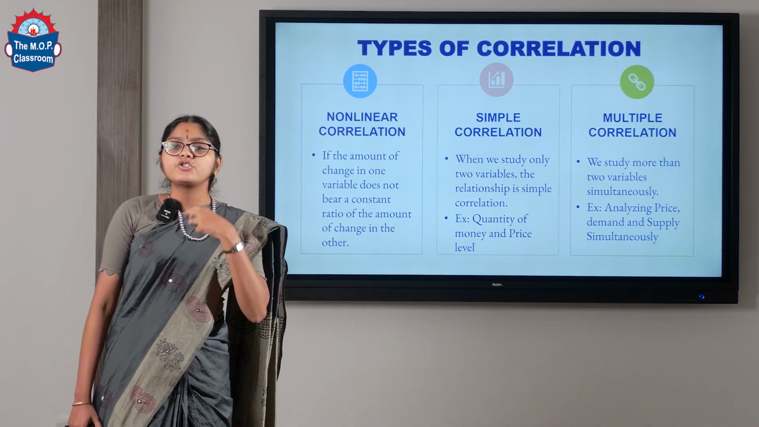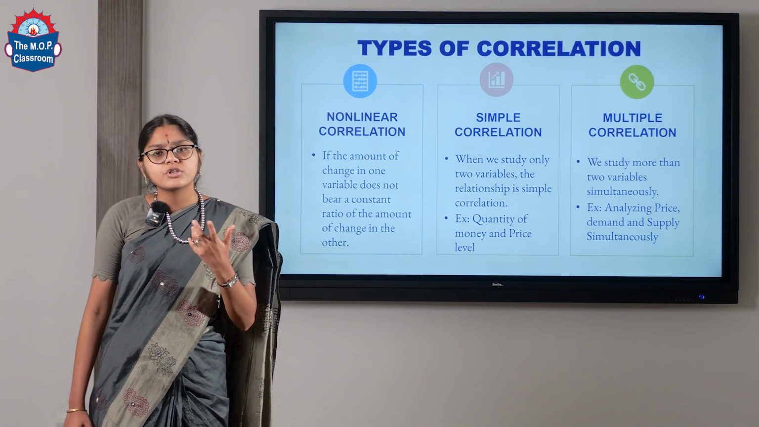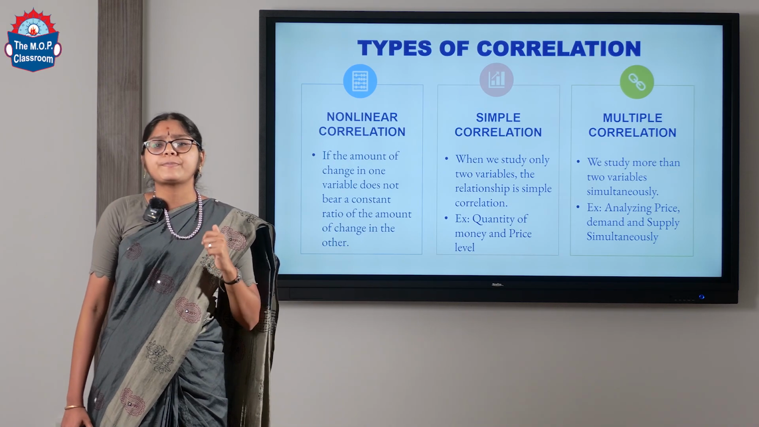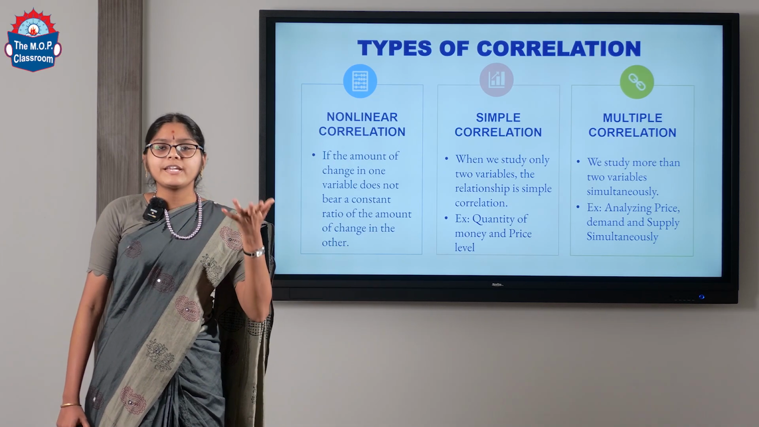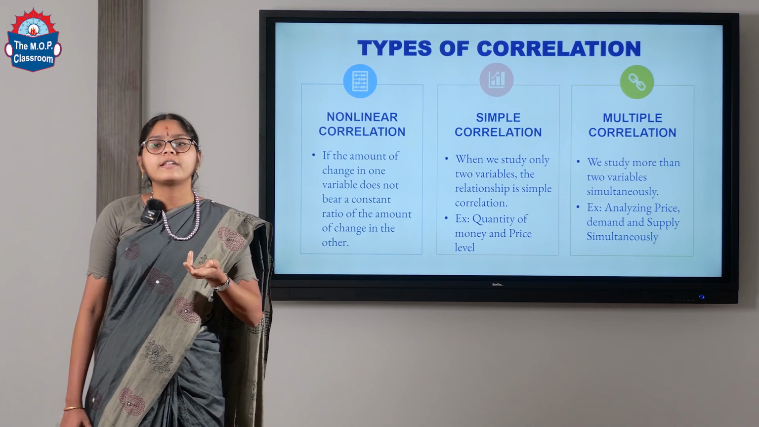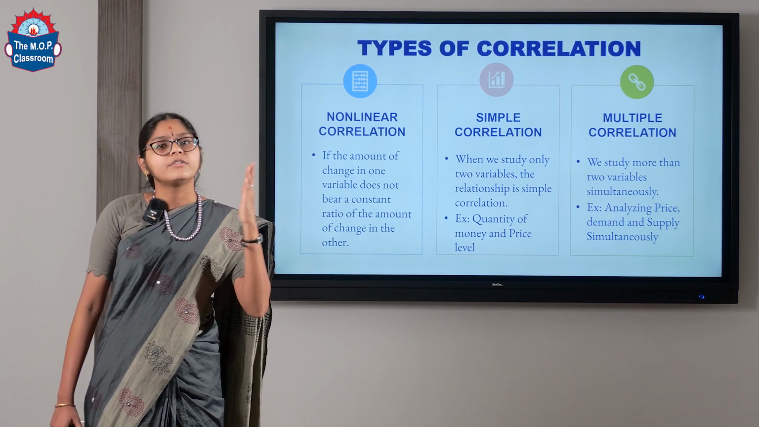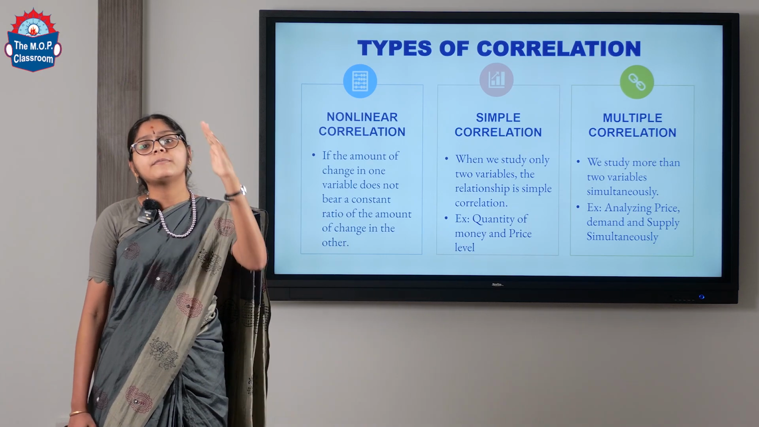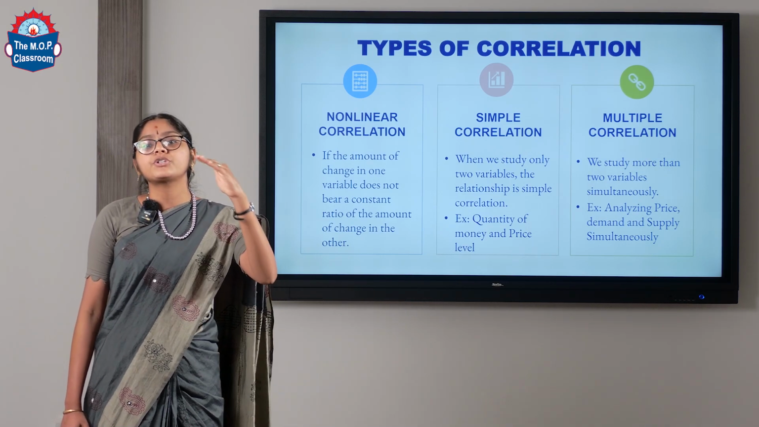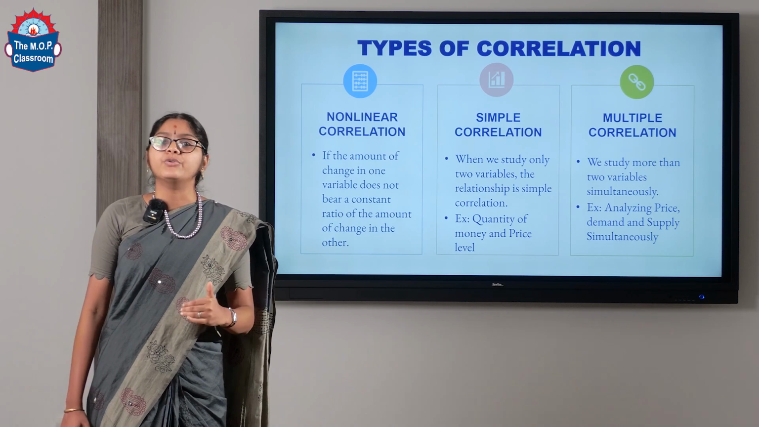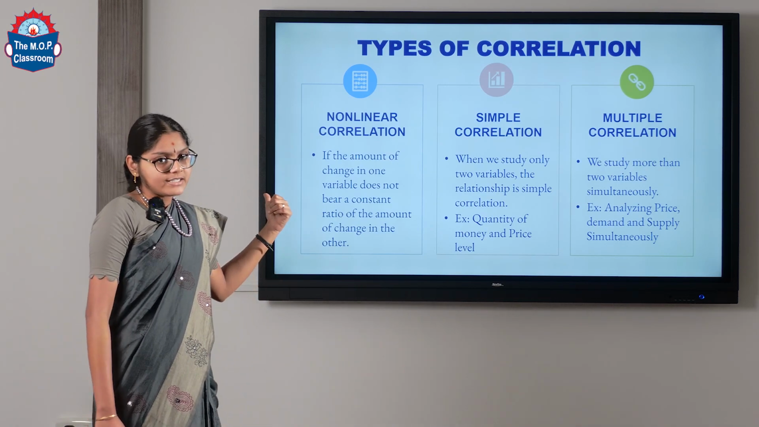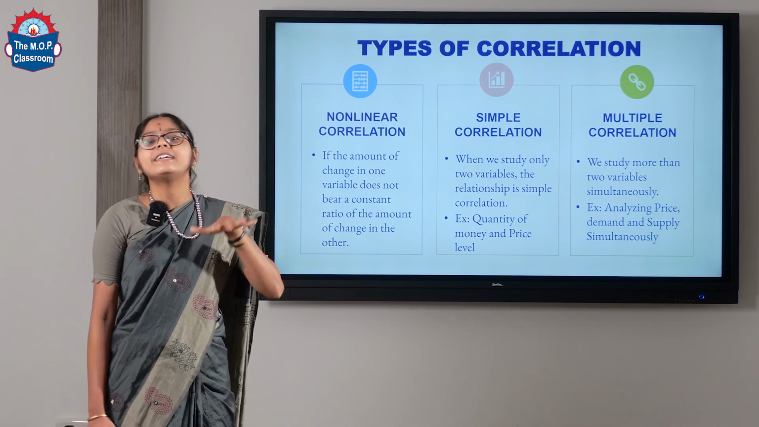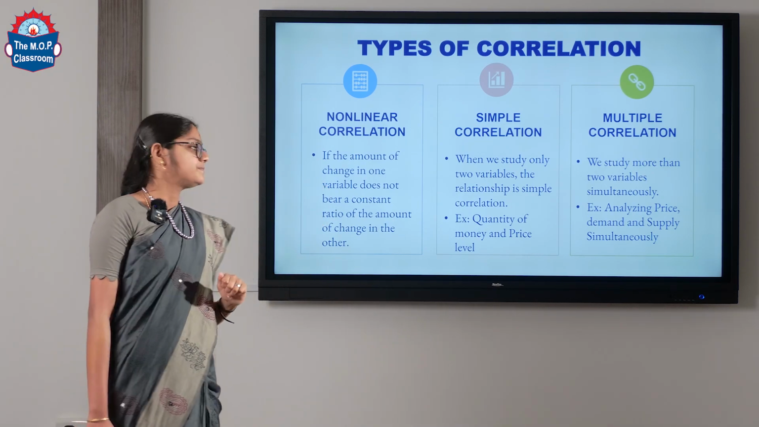For example, if you take income and consumption, it is not a straight line, because you are not going to spend the entire income on consumption. The more your income increases, the more you consume, but after a point you will not consume as much as the increase in your income. So definitely the proportion will not be the same. The proportion is going to reduce. That is why in certain cases this non-linear or curvilinear correlation will be observed.